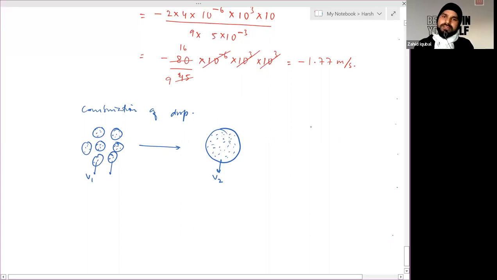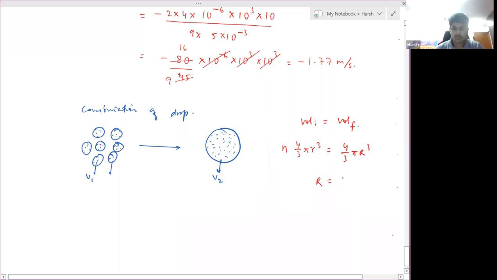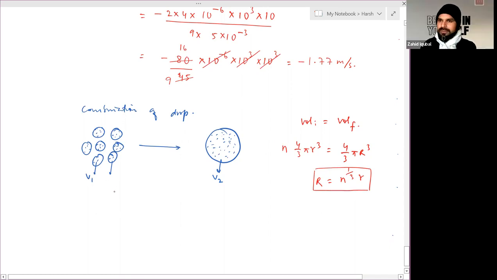During this particular combination, we can say the volume of initial should be equal to the volume of final. Initial volume, that is 4 by 3 pi r cube, and we have n number of drops, must equal 4 by 3 pi R cube. So 4 by 3 pi will cancel out. You'll get n r cube equals R cube. During this conversion from single drops to form a single large drop, there is a change only in the radius of that particular object. The rest of the quantities are constant.